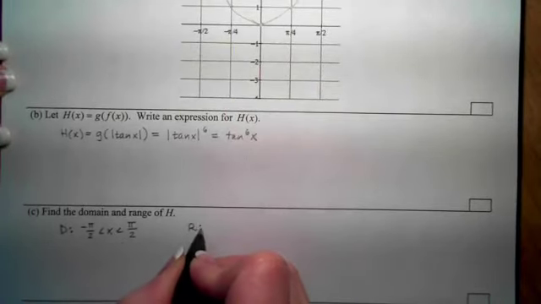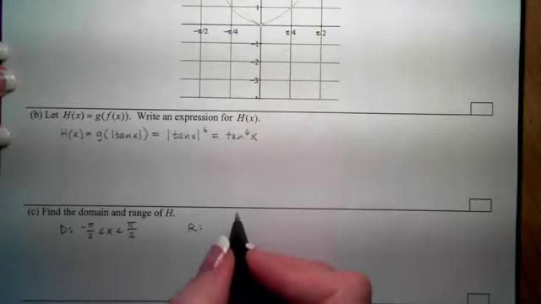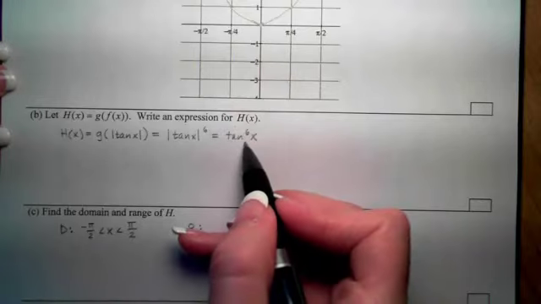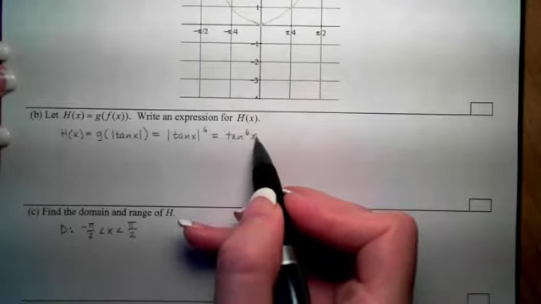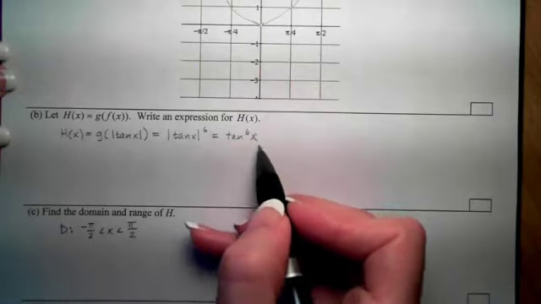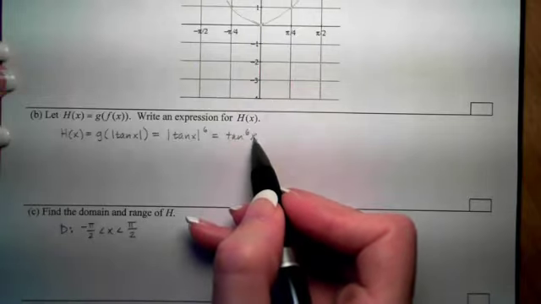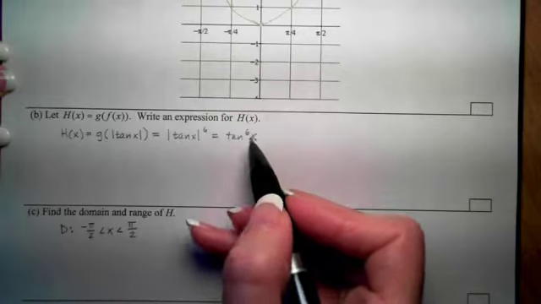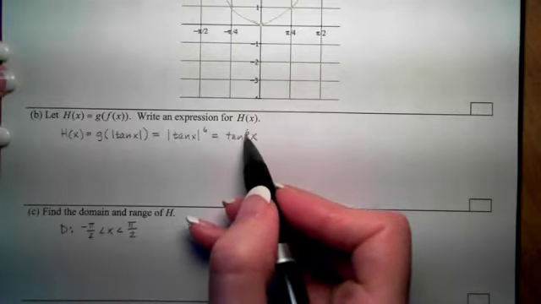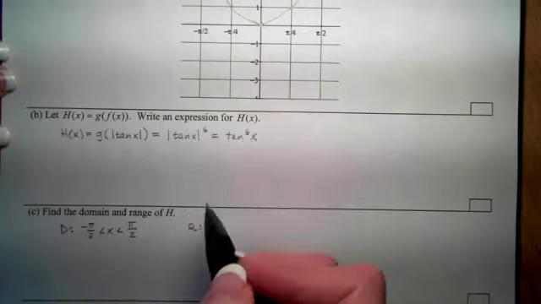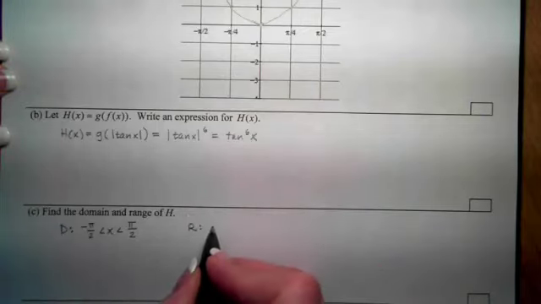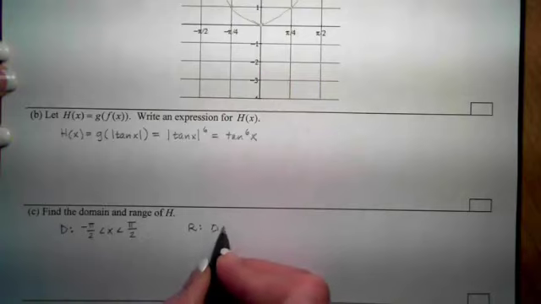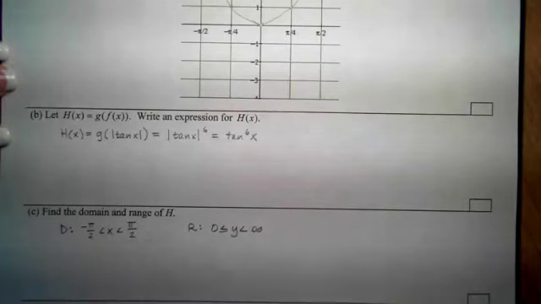The range will be all the y values that come out of h. So if we think about tangent to the 6th, those are all positive values. Can tangent ever be 0? Absolutely. Can tangent get infinitely large? Absolutely. Can tangent be negative if we raise it to the 6th power? No. So that means my range will start at 0 and include it, and then climb as high as it wants.